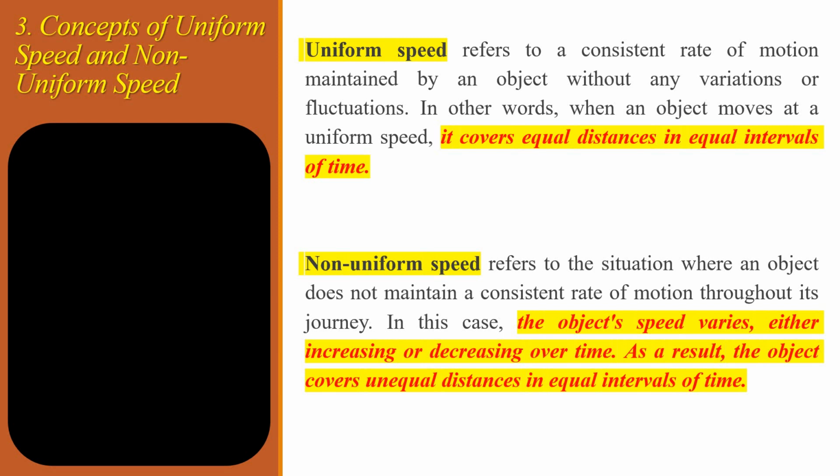In this case, the object's speed varies, either increasing or decreasing over time. As a result, the object covers unequal distance in equal intervals of time.